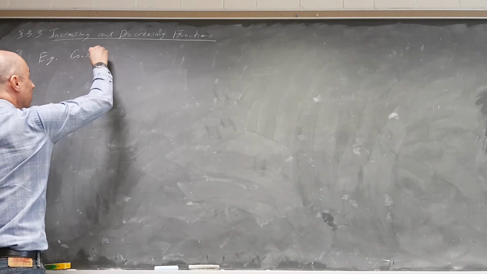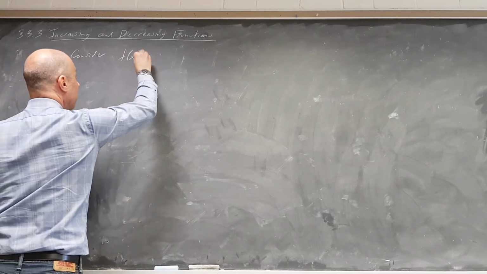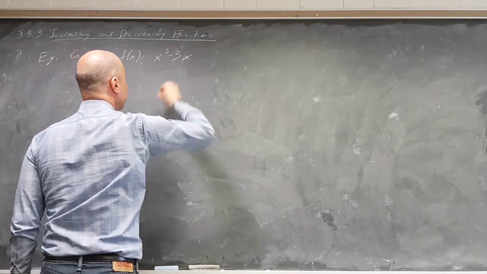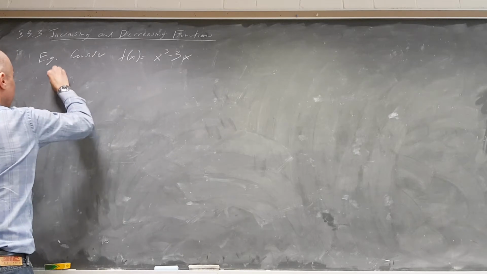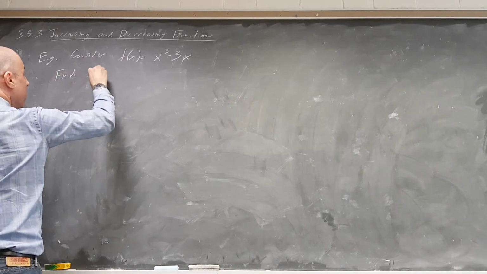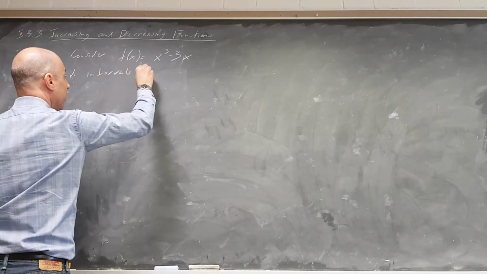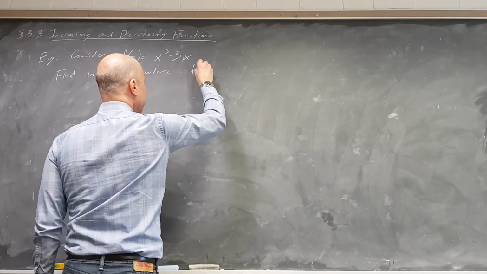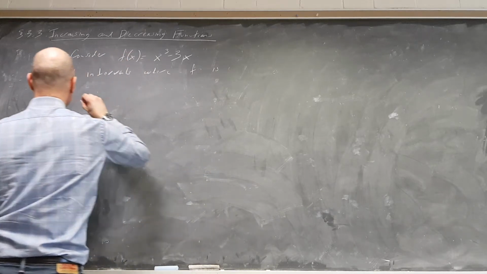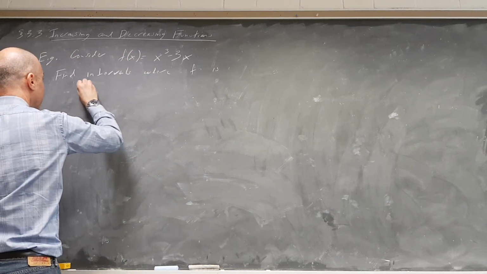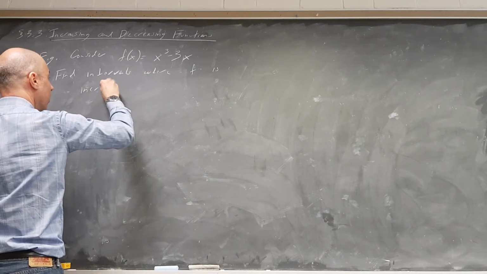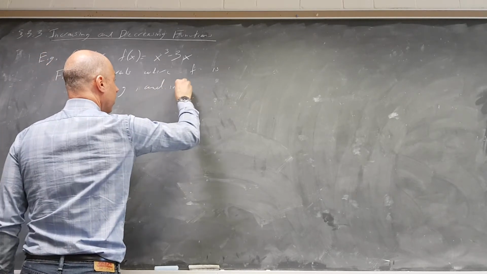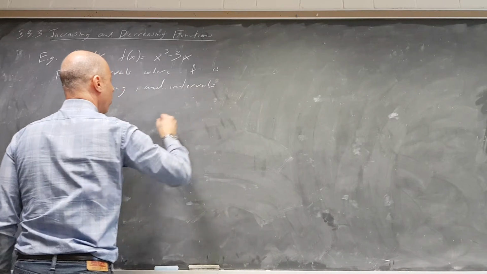Consider f of x equals, let's say, x cubed minus 3x. Find intervals where f is increasing and intervals where it's decreasing.